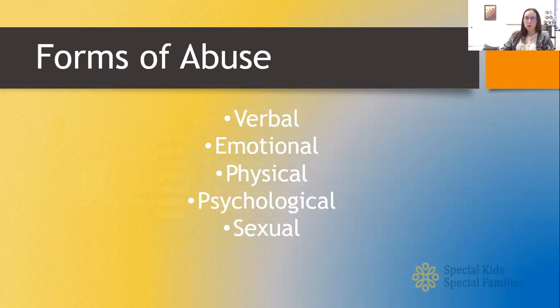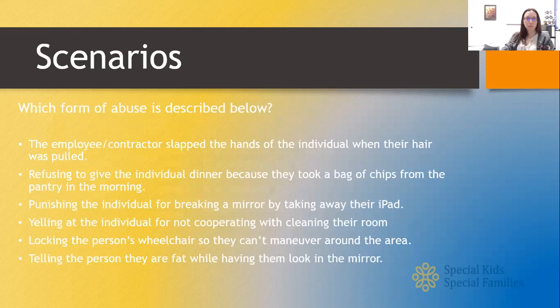Abuse comes in more than just one form. Of course, we all know that. You can have verbal abuse, emotional, physical, psychological, and sexual abuse. All forms should be reported as mistreatment. And I've given some examples below. Just take a moment, look over those. Some of these do have multiple answers, as I'm sure most of you are aware. So we'll read over those.